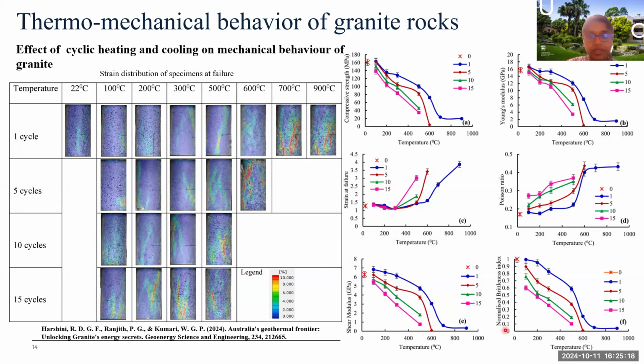On the right-hand side, you can see the effect of temperature and cyclic quenching on mechanical properties like strength, modulus, axial strain at failure, Poisson's ratio, shear modulus, as well as brittleness index. These kinds of parameters are quite important for the further modeling aspects. Overall, the results show thermal cycling induced significant microstructural damage, weakening the rock's overall strength and stiffness, and also making it more prone to deformation and failure under stress.